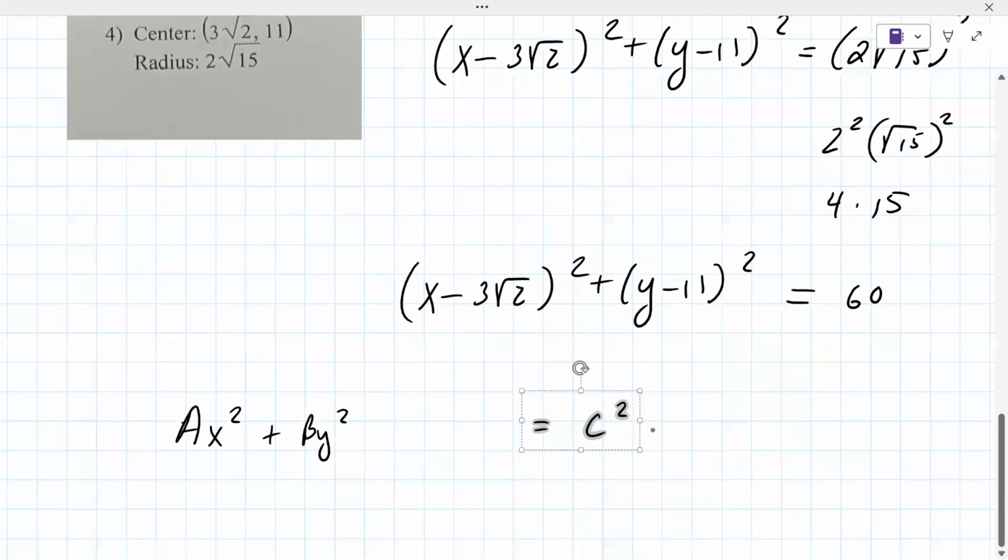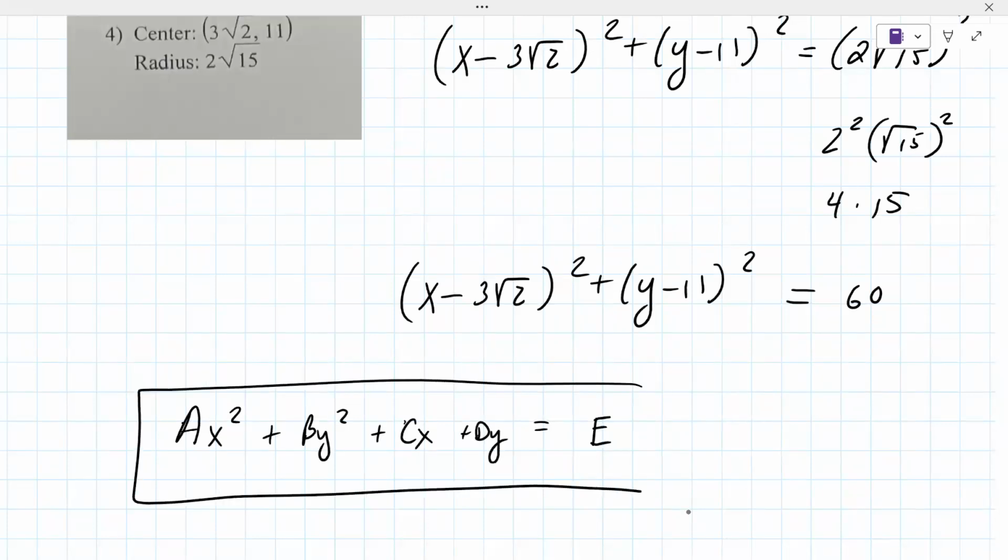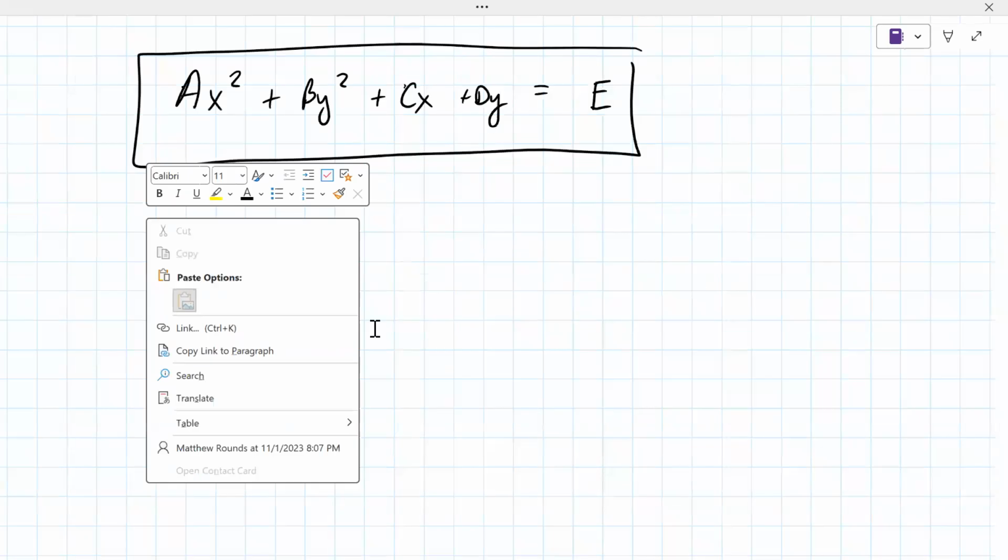It could be cx plus dy, and then this would be e. This is the other form that you occasionally see these in. Occasionally, it looks like you're moving in the direction of conic sections. So this is kind of your cheat sheet for conic sections. Here's a bit more of this.